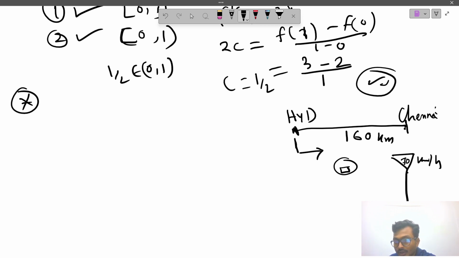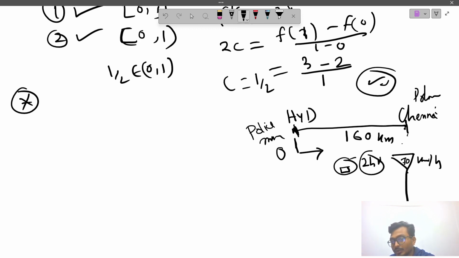So let's suppose that there is a policeman here, right? And here is also a policeman. They are checking whether someone is crossing this speed or not, right? So from here, suppose you start at 0 and you arrive here within 2 hours, right? Within 2 hours you arrived here.